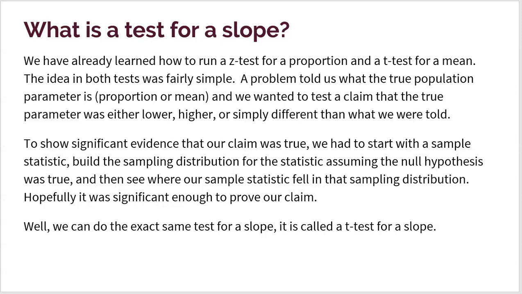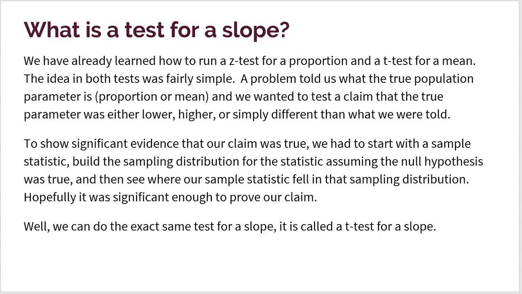Then we have to build the sampling distribution for the statistic, assuming the null hypothesis is true. Remember, a single sample all by itself really doesn't tell us a whole lot. We need a sampling distribution to show us all possible sample means or all possible sample proportions. That way we can see where our sample fits in. Is it significant or is it not? Once we see where our sample statistic falls in the sampling distribution, then we can see whether we have significant evidence to prove our claim.